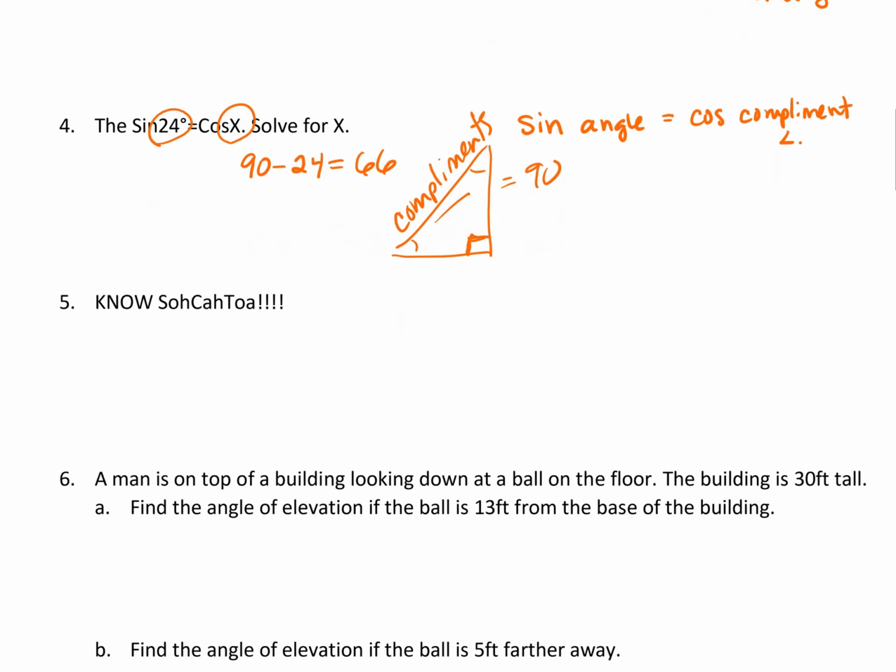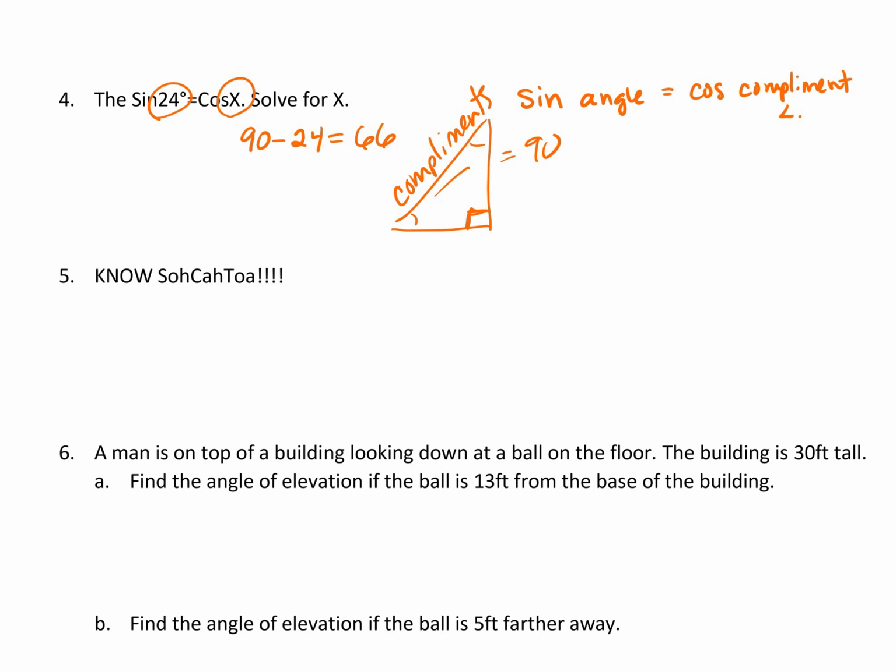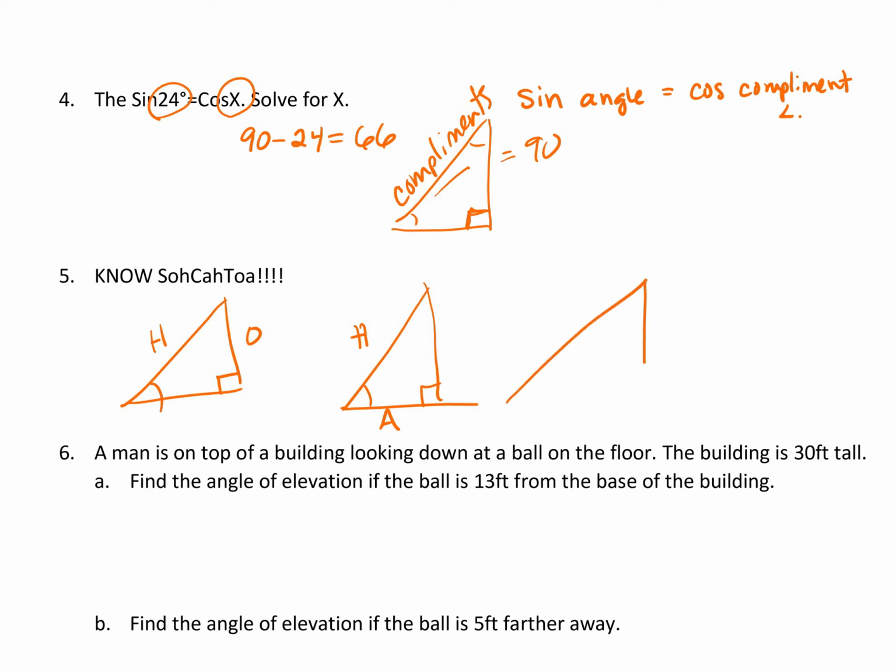All right, now SOHCAHTOA. That is just our memory trick for these three trig functions. The sine of an angle equals the opposite side over the hypotenuse. The cosine of an angle equals the adjacent side over the hypotenuse. The tangent of an angle equals the opposite side over the adjacent side. And that is what SOHCAHTOA is all about.